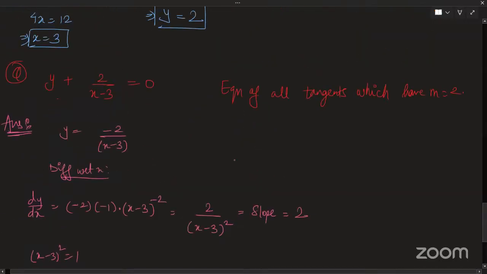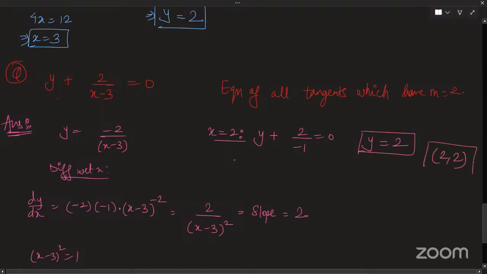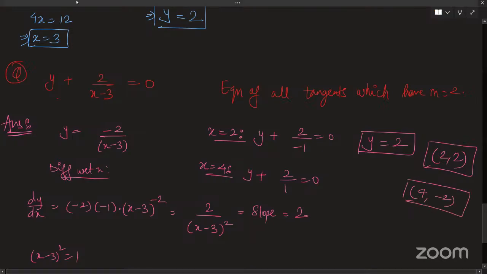Corresponding to both of these values, I will now find the value of y. First, let us calculate for x equal to 2. So y plus 2 by minus 1 is 0. So y is how much? 2. So 2 comma 2 is one point. Now let us calculate at the other value, x is equal to 4. So y plus 2 by 1 is 0. So the other point will be 4 comma minus 2, right? So I have got 2 points. First point is 2 comma 2. The other point is 4 comma minus 2.